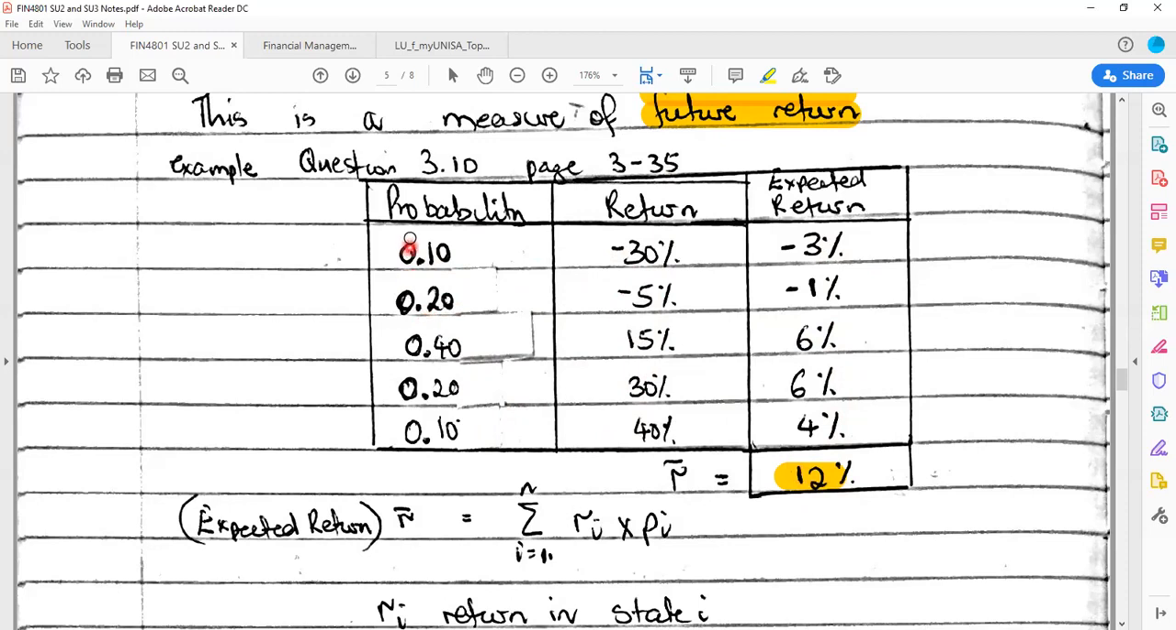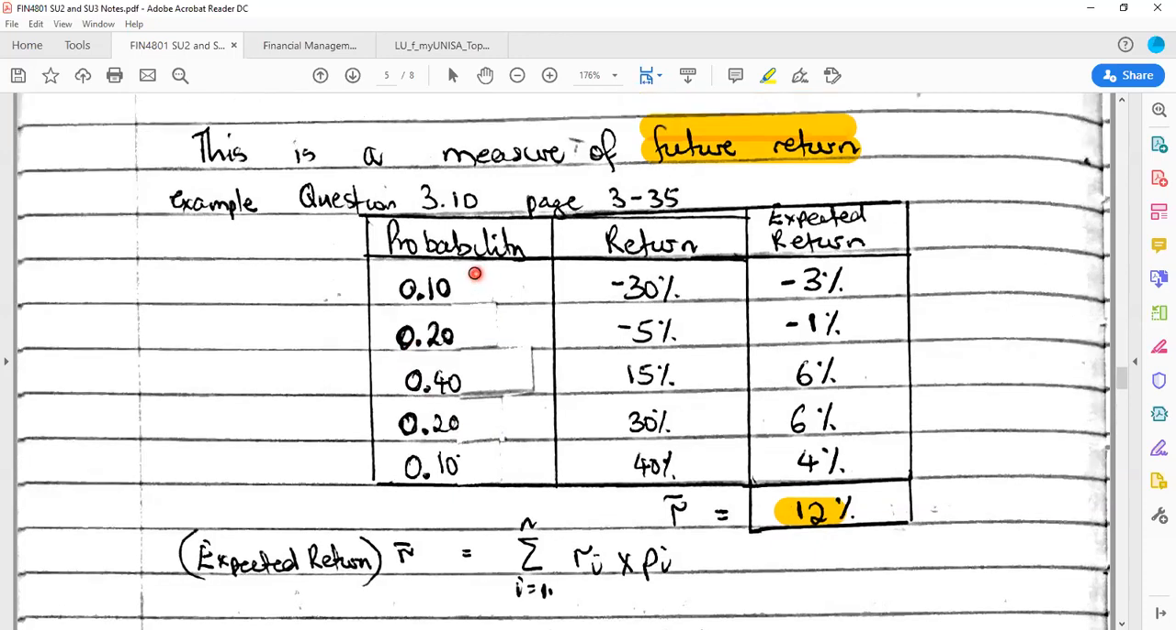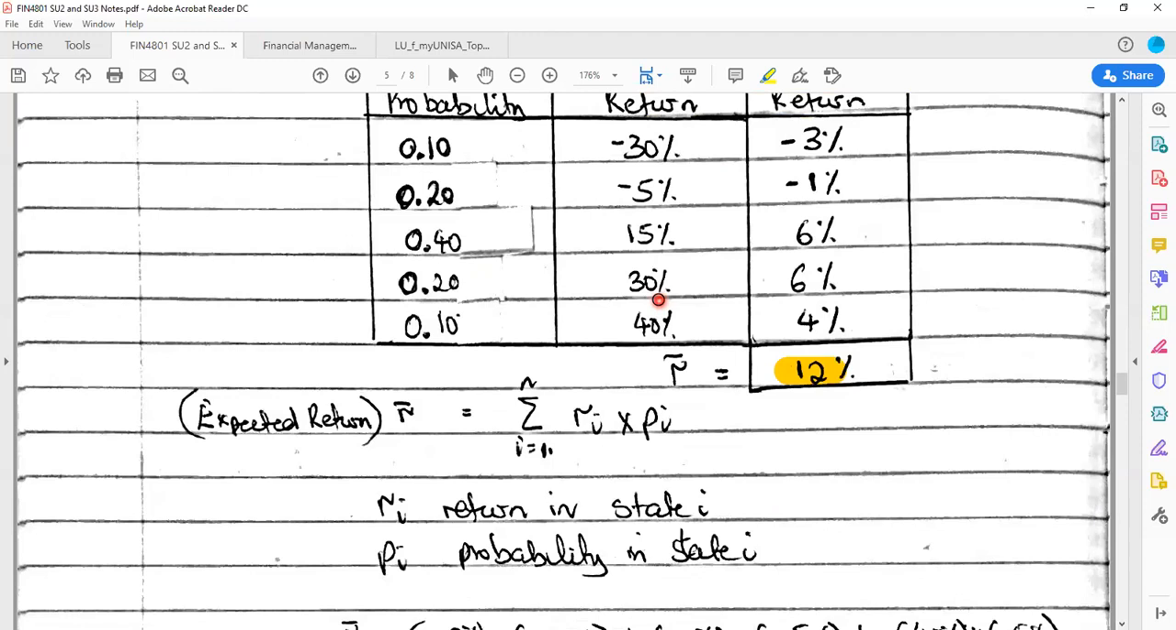So I'll repeat that. Change your probabilities to decimals. Multiply the answer you get by the corresponding return to get the expected return. And then if you add those up, the final answer you get, the total will give you the expected return. Okay, you've done this before, so a lot of this is revision.